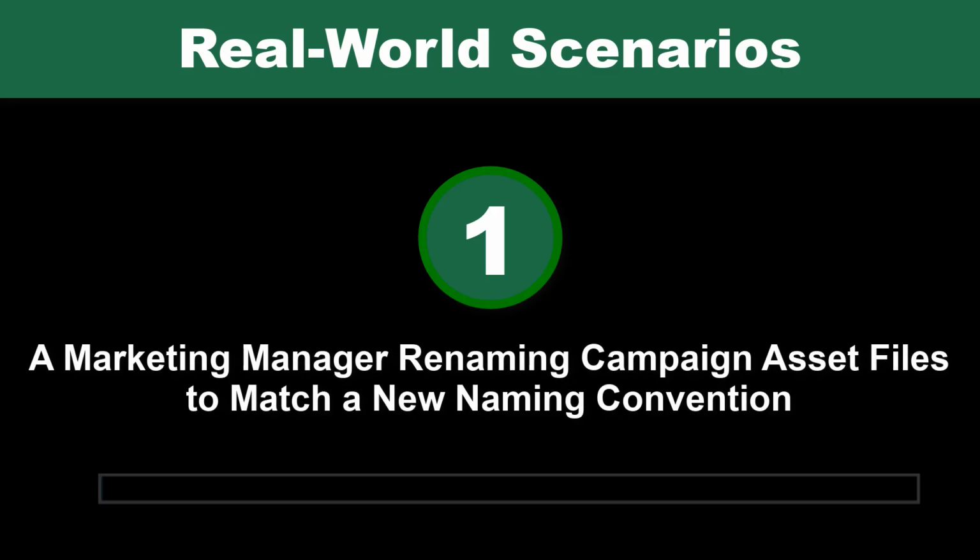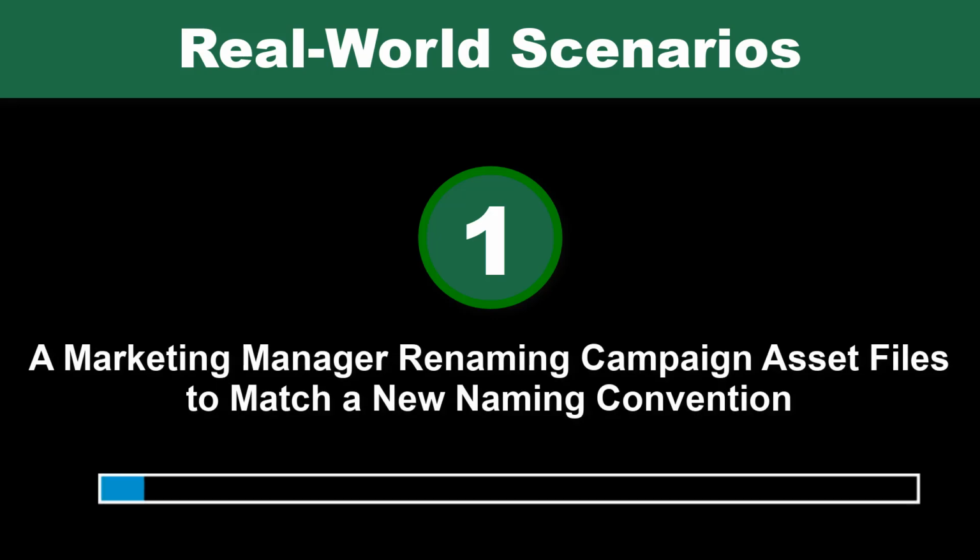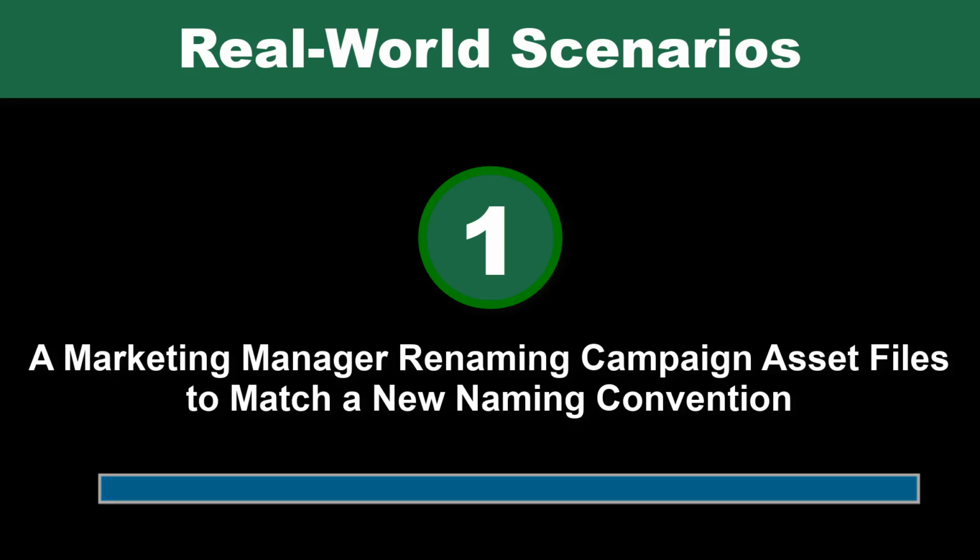A marketing manager renaming campaign asset files to match a new naming convention. A marketing manager's team had hundreds of creative asset files named with inconsistent codes from an old project system. A new naming convention had been agreed with the client, and every file needed to be renamed before the handover. Renaming them in Windows Explorer one by one would have taken the better part of a day. Bulk File Renamer, with the old names in one Excel column and new names in another, renamed every file in the folder in seconds. The handover package was ready in minutes.